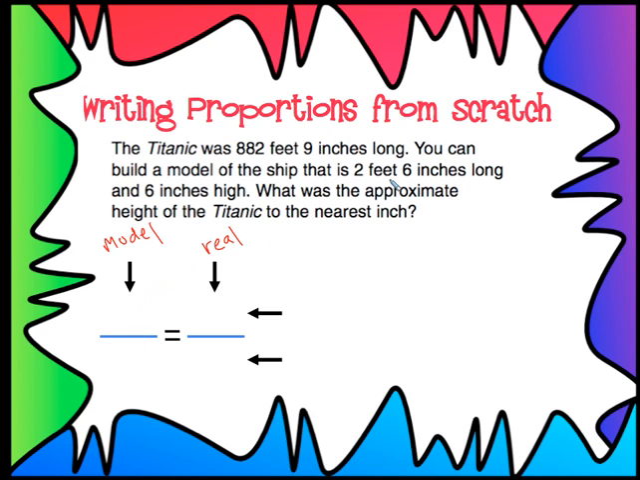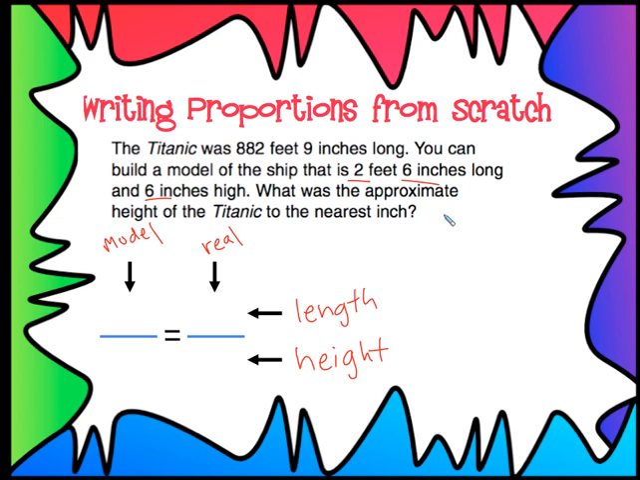So the model, we actually have 2, 6, and 6. So we have length, width, and height. And this just wants to know the height. So what do we have on the real one? 8 feet 9 inches long. Well, that's not going to work. So we have length that we can use from both of them, and we need to deal with height. Now the reason that I said that wasn't going to work is because 8 feet 9 inches has units and they're not the same.